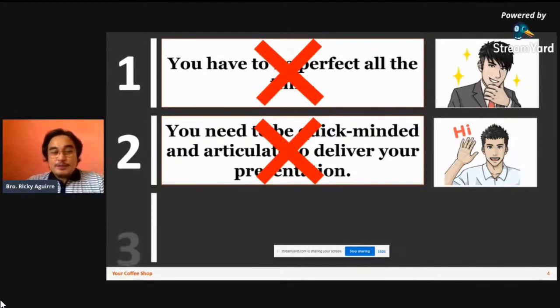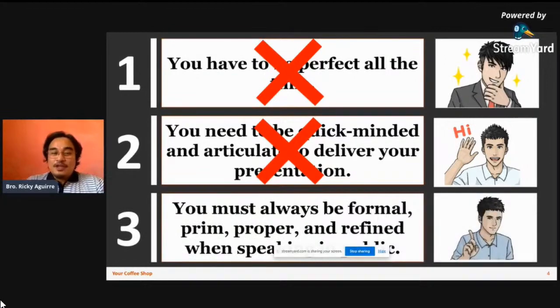All right. Next, we have the third and the last myth. You must always be formal, prim and proper, and refined when you speak in public. No, no, no, no, no. A lot of people, right? I think in formal speech delivery, it depends on the situation. You can be formal depending on the demand of the speech.